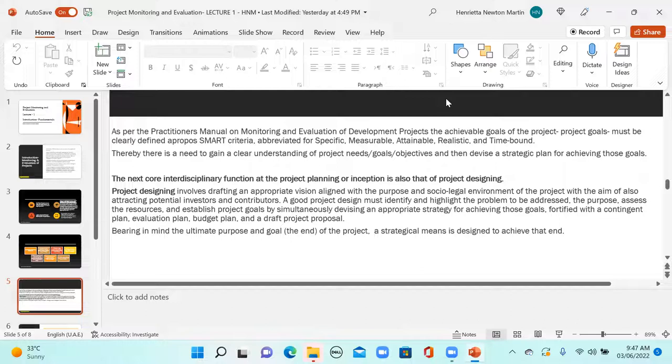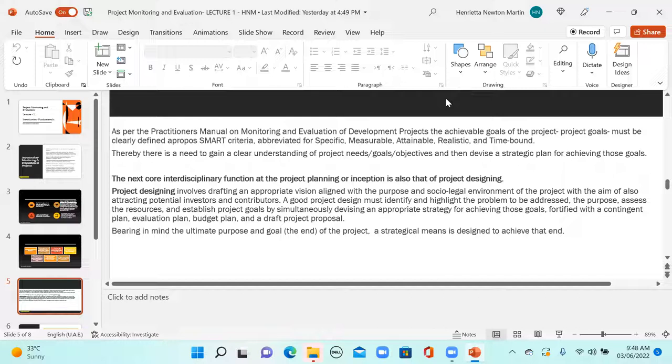Thereby, there is a need to gain a clear understanding of project needs, goals, and objectives, and then devise a strategic plan for achieving those goals. The next core interdisciplinary function at project planning or inception is that of project designing. So you design the project, or charter the project.